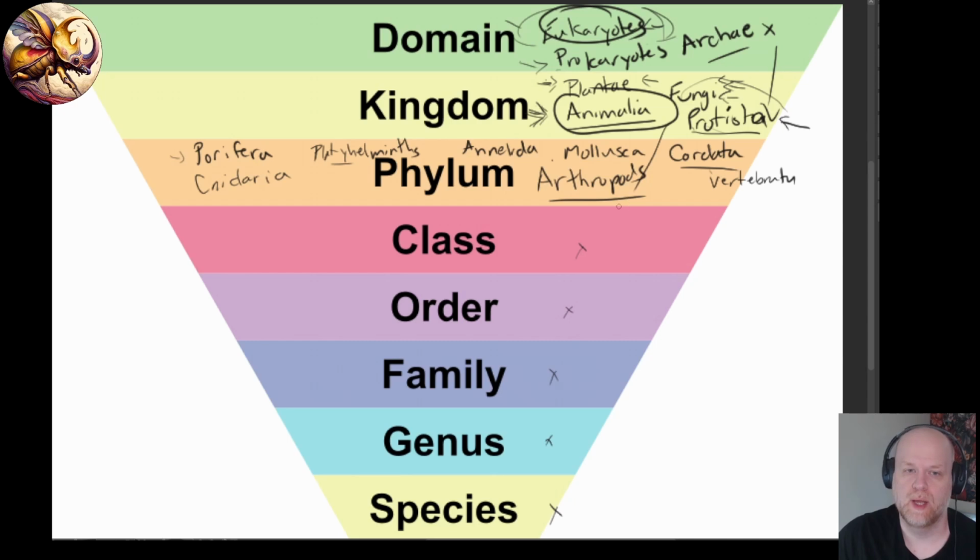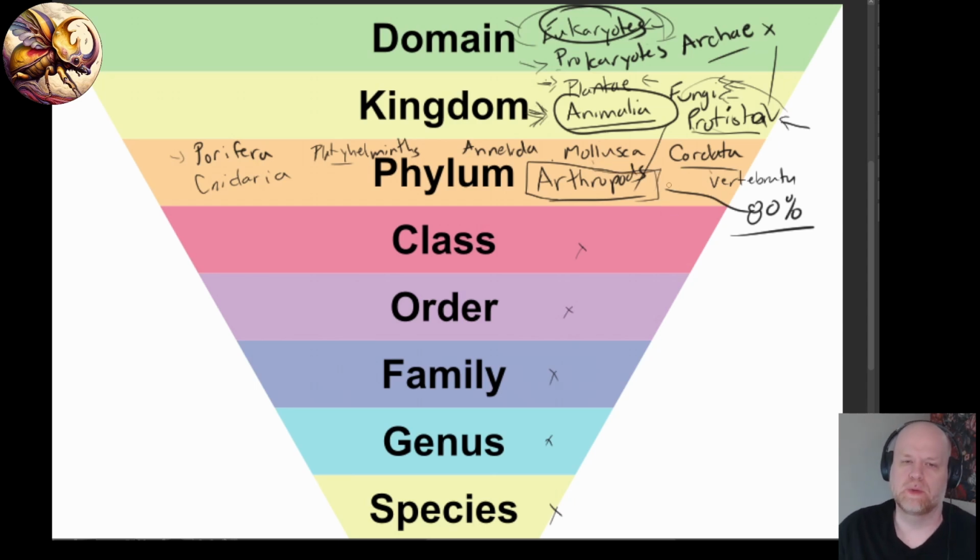So the Arthropoda, this is the phylum that we're most interested in. These are the crustaceans and the insects and the spiders and scorpions and the centipedes and the millipedes and all that. So these are things with jointed legs. The arthropods represent 80% of all animals. This is the largest group of animals, largely because of the insects. So this is a huge, huge group.